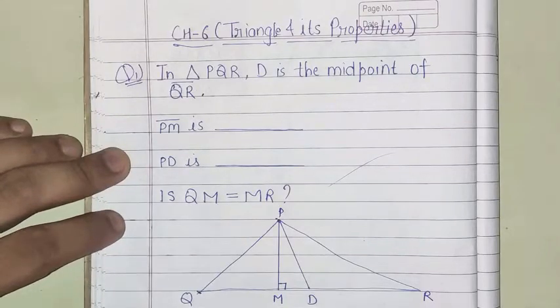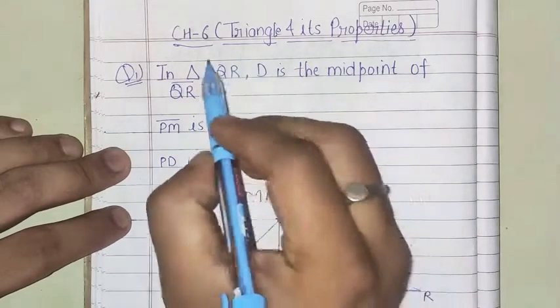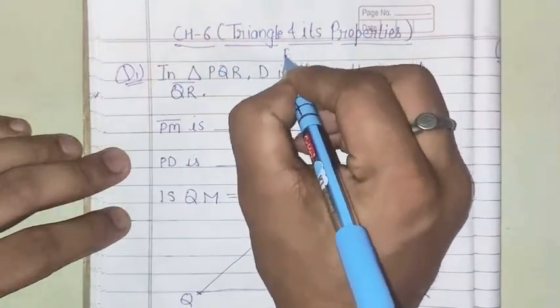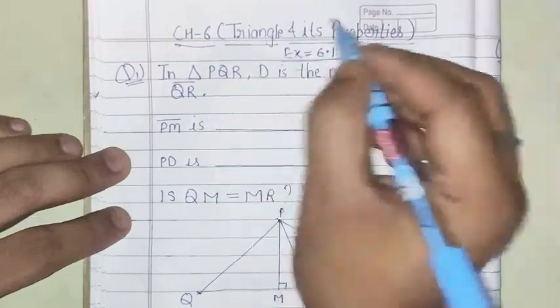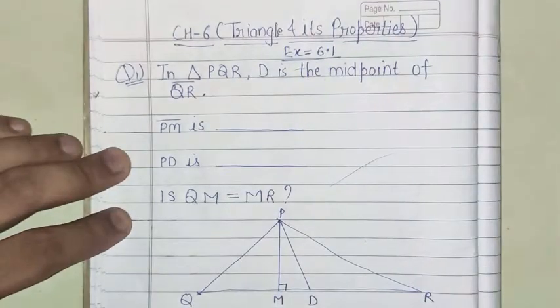Hi students, today we are going to discuss chapter 6, exercise 6.1. Our chapter 6 is Triangle and its Properties.